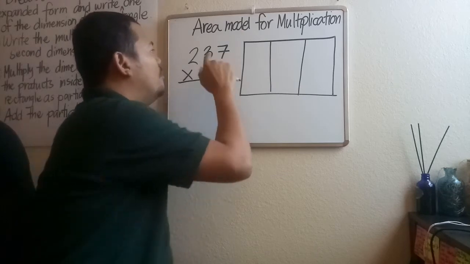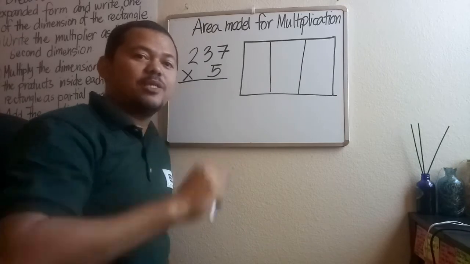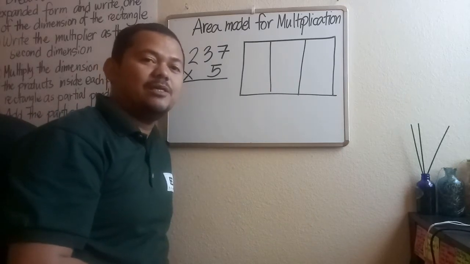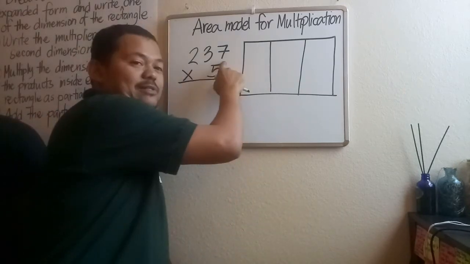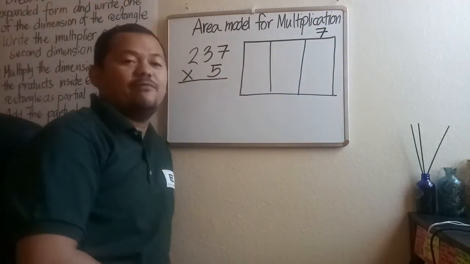We got here ones, tens, and hundreds. What number is in the ones place value? Okay? So you got here 7. Right here in the ones place value as 7.